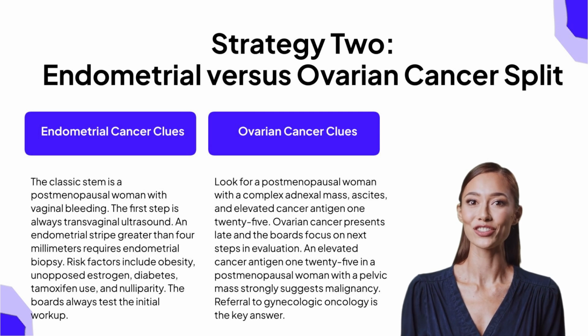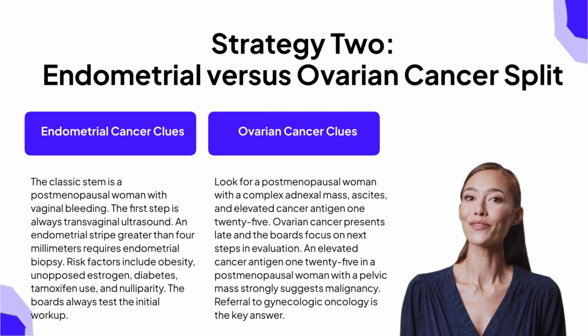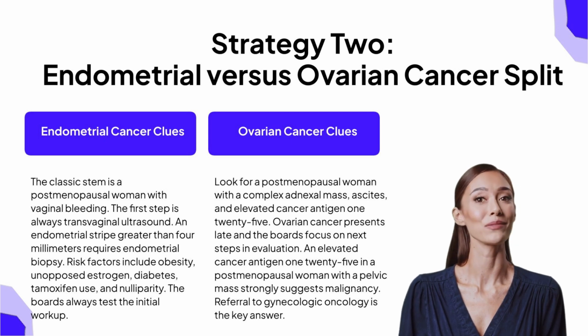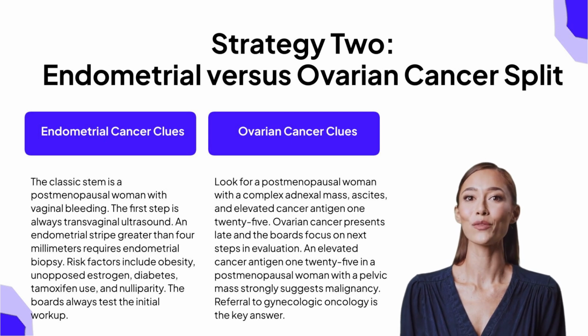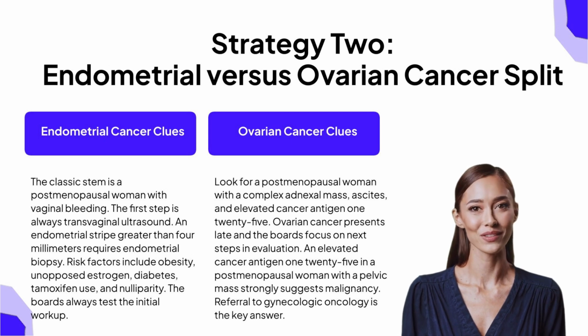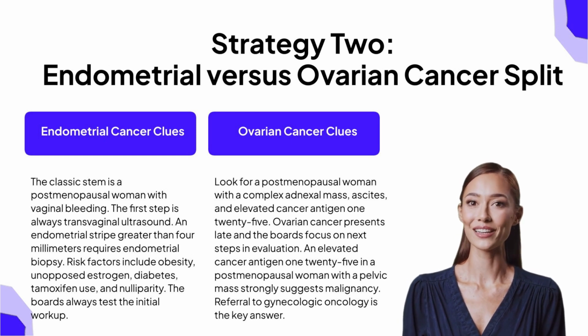Strategy 2 helps you split endometrial cancer from ovarian cancer because the boards often present both as pelvic complaints in postmenopausal women, but the workup is very different. For endometrial cancer, the classic stem is a postmenopausal woman with vaginal bleeding. The first step is always transvaginal ultrasound to measure the endometrial stripe. If the stripe is greater than 4 millimeters, the next step is endometrial biopsy. Make sure you know the risk factors: obesity, unopposed estrogen, diabetes, tamoxifen, and nulliparity.